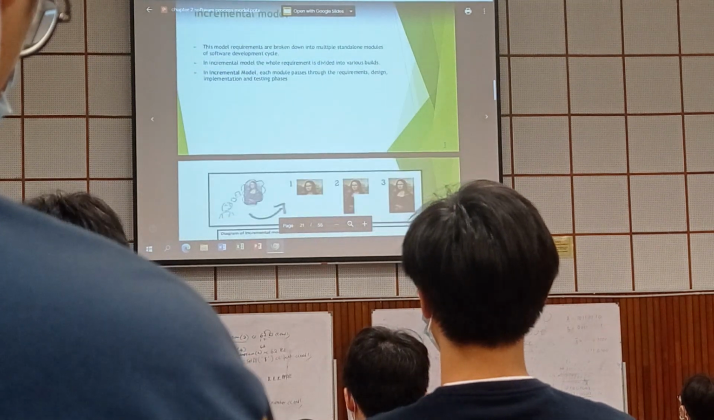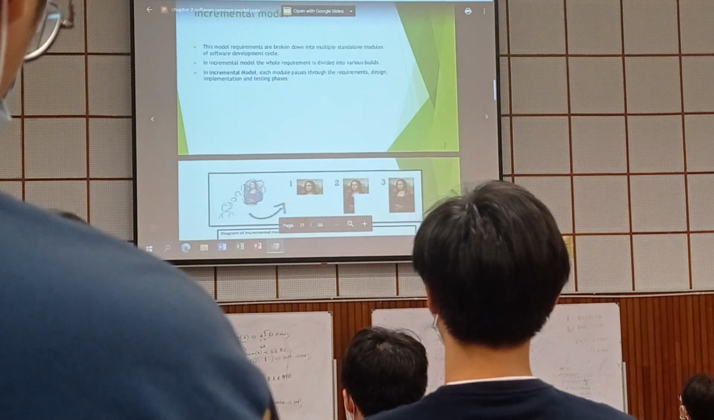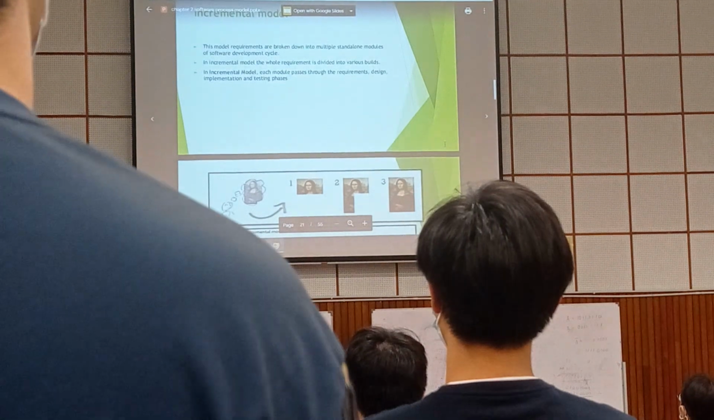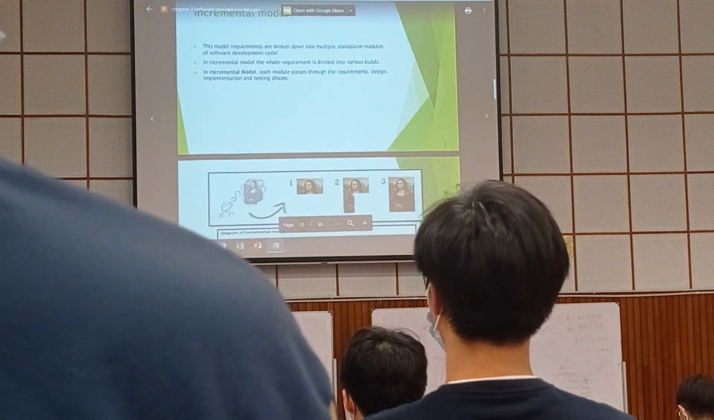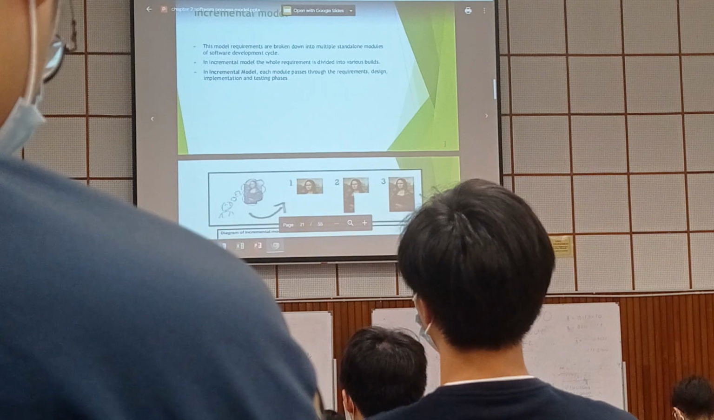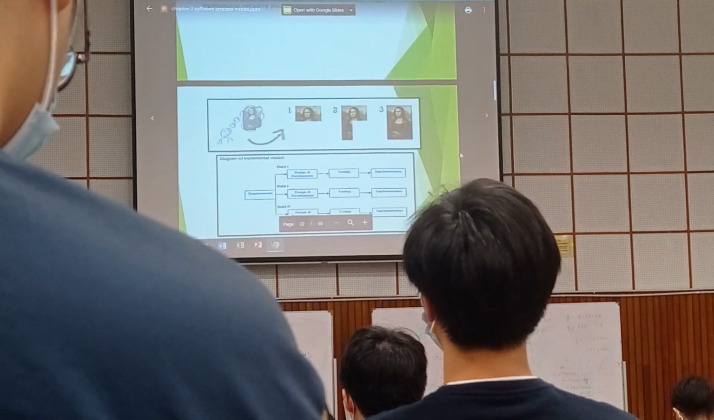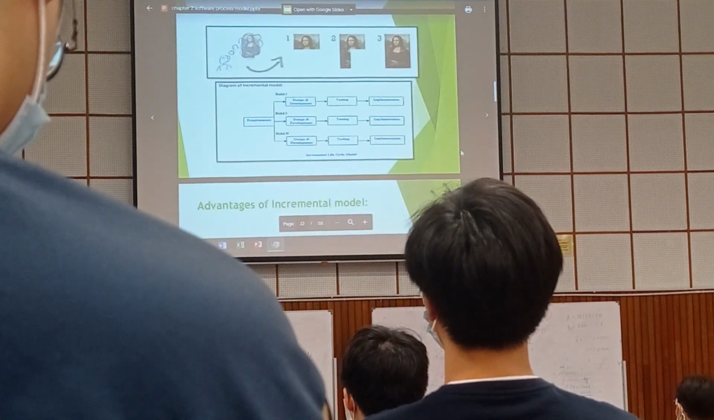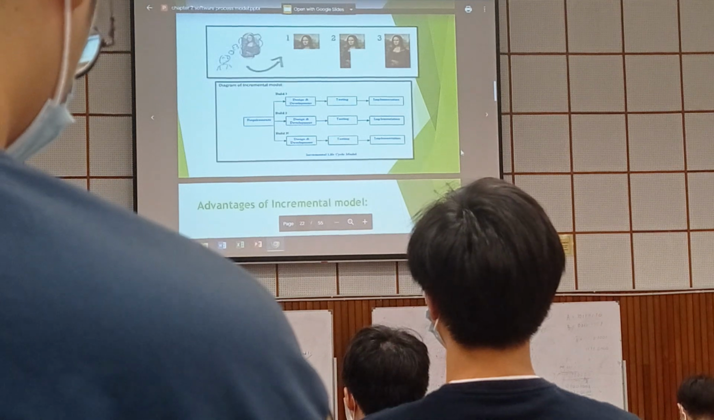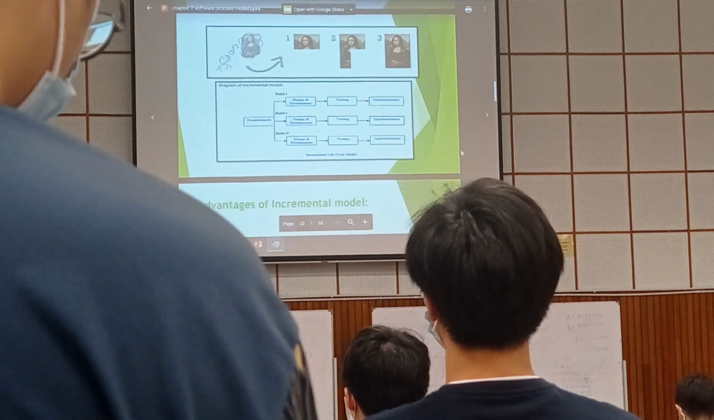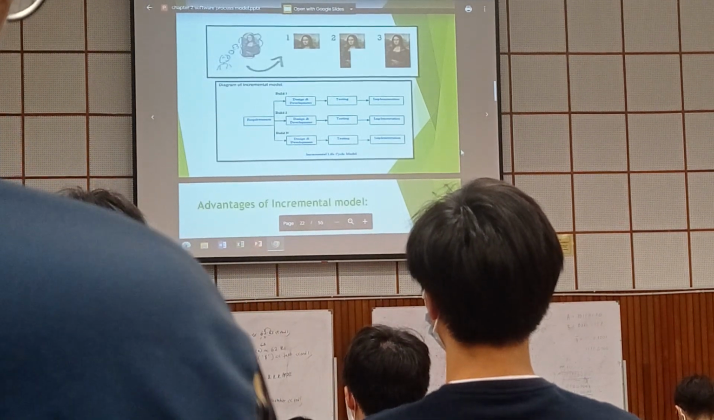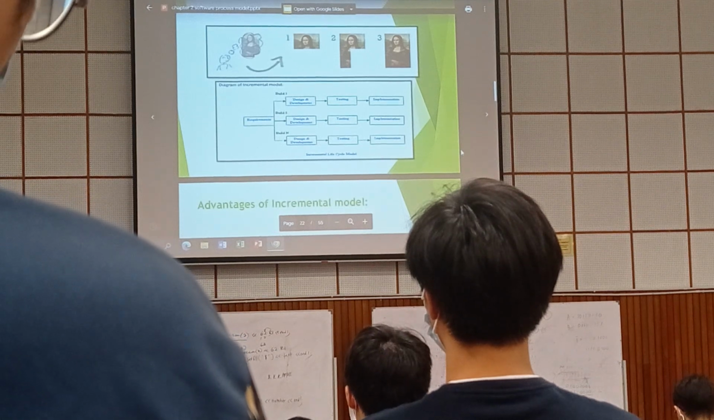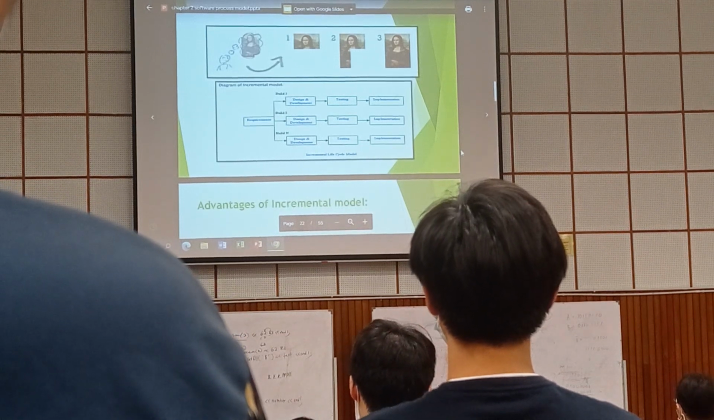Okay, incremental model. Incremental means slowly, part by part you will do it. For example, you can see the Mona Lisa here. I take this because you can understand better. If you look at the Mona Lisa, you can see the first picture.